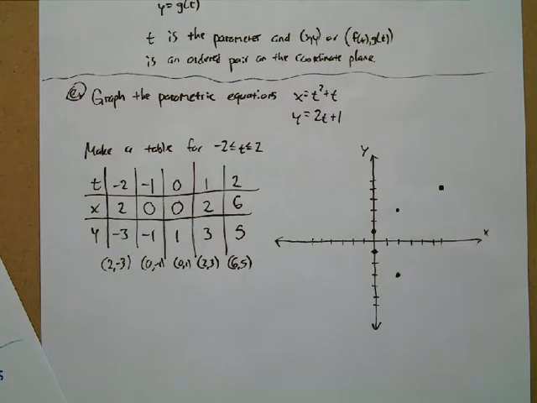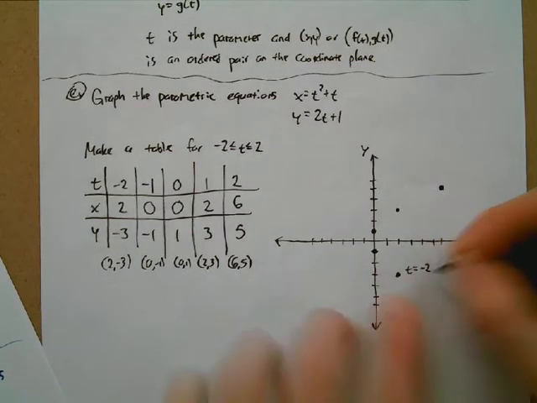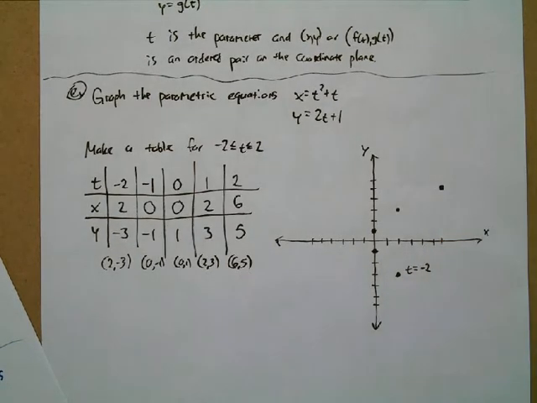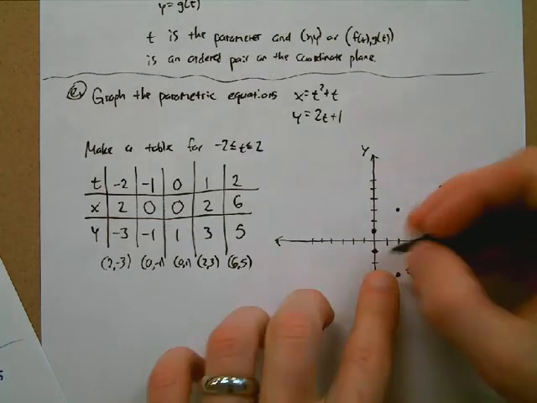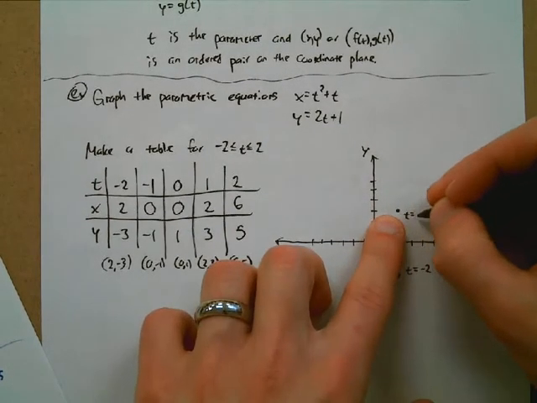In addition to these points here, I'm also going to label at what time, or what the parameter was. So I'm going to say, okay, at that dot it was t equals -2. This dot was t equals -1. This dot was t equals 0. T equals 1. And this dot was t equals 2. And that's how we take care of that third variable, how we label that third variable in here. We just label those points.